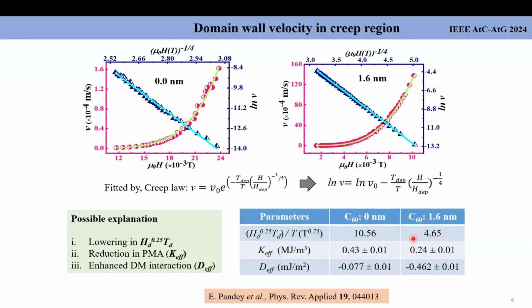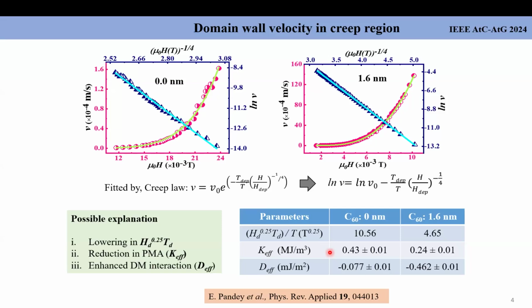And this reduction in pinning parameter helps in getting a higher domain wall velocity. In addition, the reduction in effective PMA helps in decreasing the domain wall formation energy, which in turn gives rise to a higher domain wall velocity. Now, further, if there is an enhancement in DMI, that also could give a higher domain wall velocity.